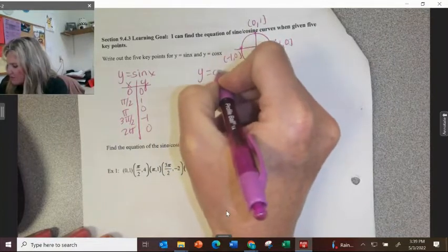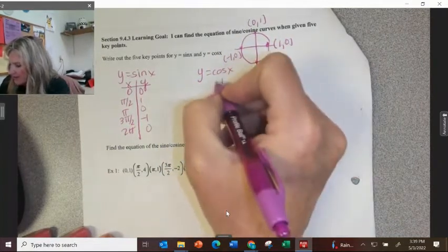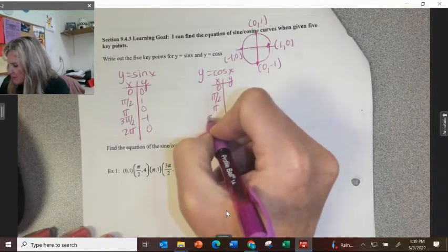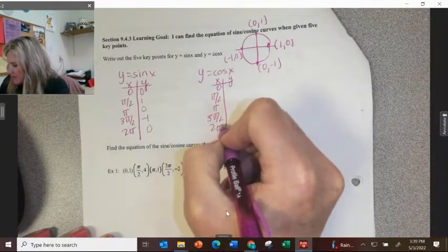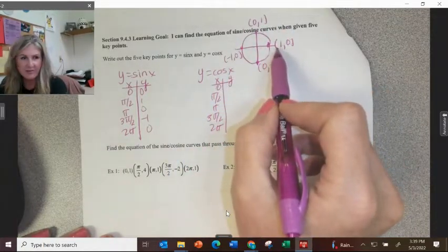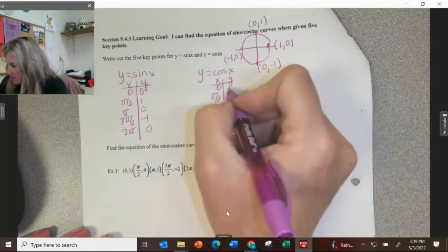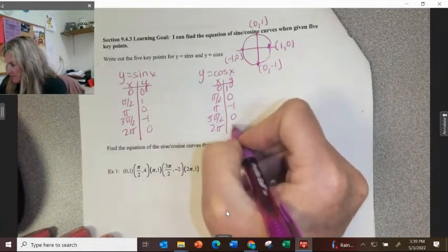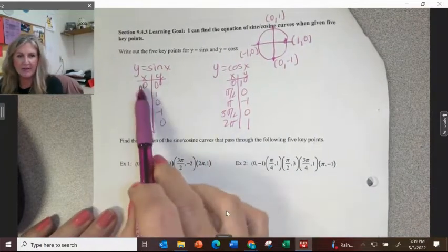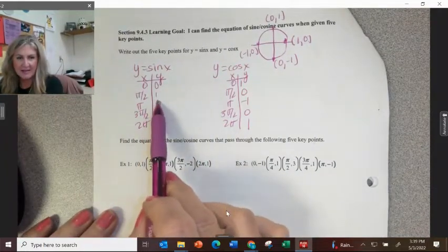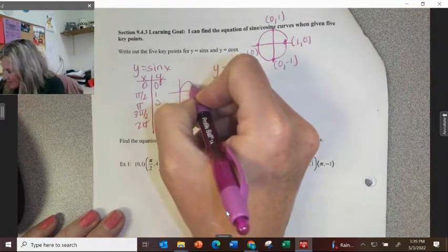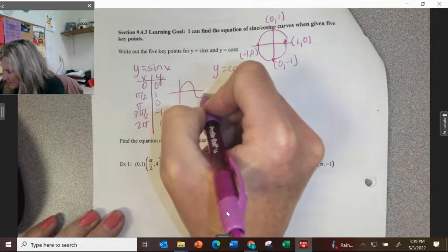If we've got y equals cosine x, working our way around, x and y, 0, pi over 2, pi, 3 pi over 2, and 2 pi. The cosine values, when we're given an angle, are always equivalent to the x value. So we're going to have 1, 0, negative 1, 0, 1. So anytime we have this pattern where we go from 0 to 2 pi and we have these points, meaning we're going 0, 1, 0, negative 1, 0.